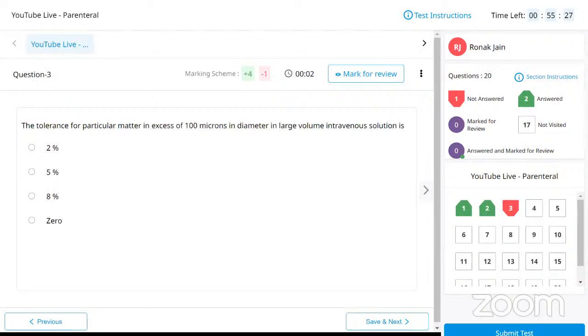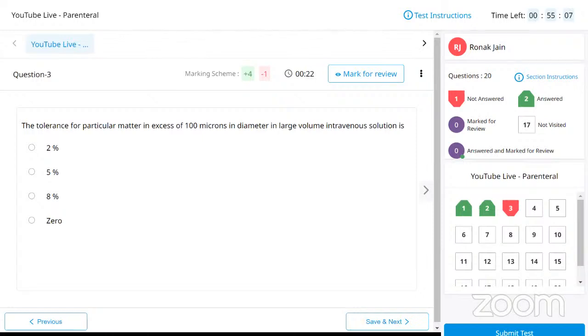The tolerance of particulate matter in excess of 100 microns in diameter in large volume intravenous solution is what? We need to understand that there are two types of parenterals if we differentiate based on quantity. One is LVPs and the other is SVPs.